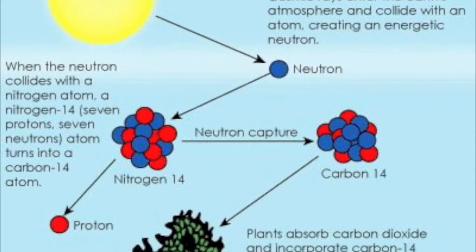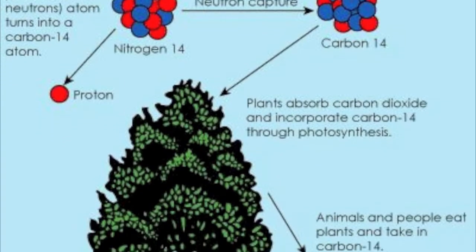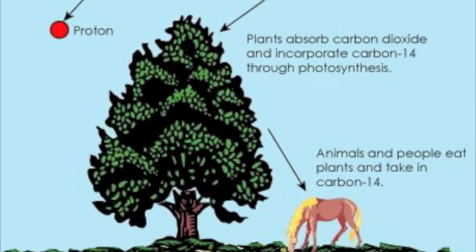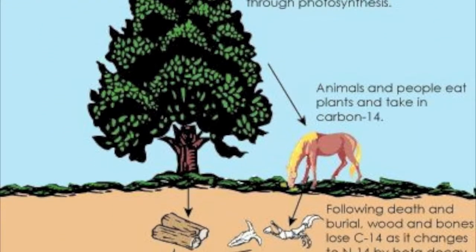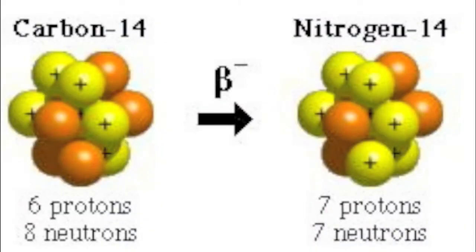When neutrons collide with nitrogen-14, it becomes radioactive C14. Plants and animals absorb it naturally, and when they die, C14 slowly decays because it is radioactive. When carbon-14 decays and loses one of its neutrons, it's called beta decay.